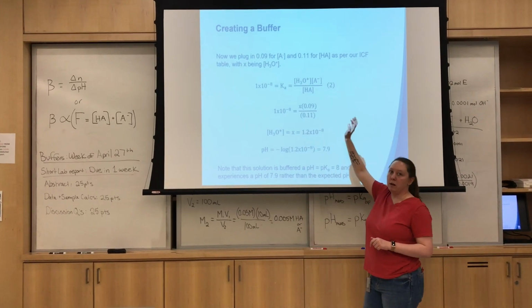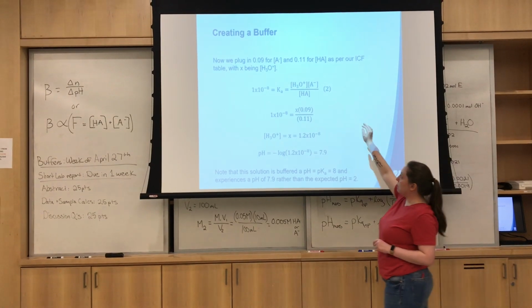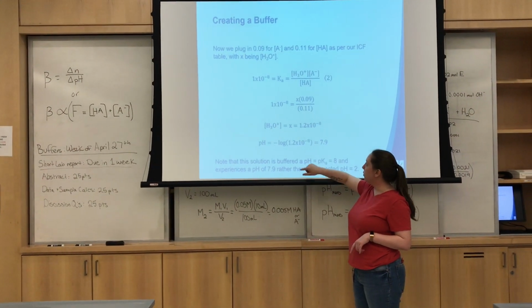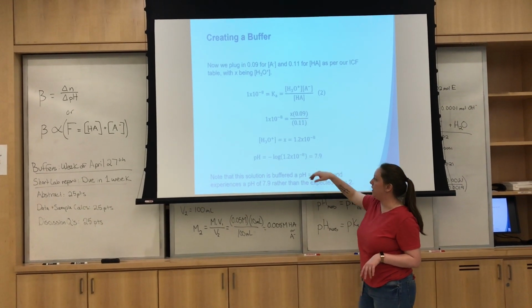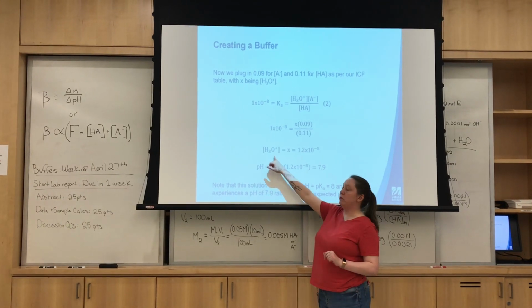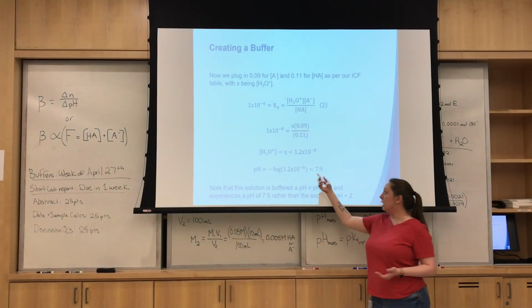So we're going to represent it with just x. If we set up this equation and solve for x, we get 1.2 times 10 to the minus 8. So that's our new total H3O plus at equilibrium. If we take the negative log of that, we get 7.9.